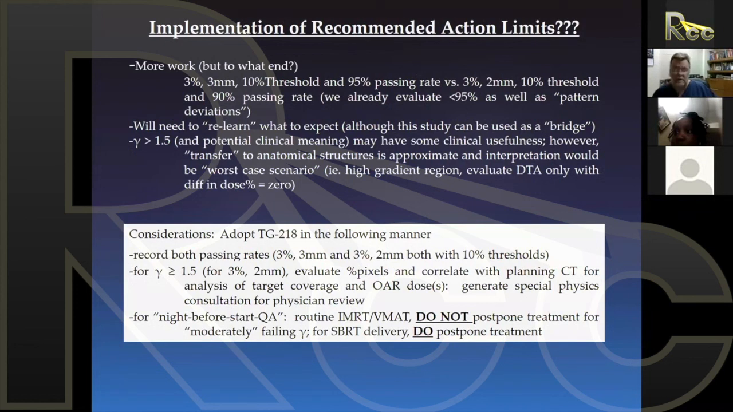So this is how we've chosen to adopt TG218, which I think is an excellent guide for us, but we do need to understand all the idiosyncrasies of it and what they physically mean. Does your system exhibit the same kind of issues that they've seen? In some cases, ours does. Some cases, it does not. Like the one where I showed that we don't see failure as a function of plan complexity.